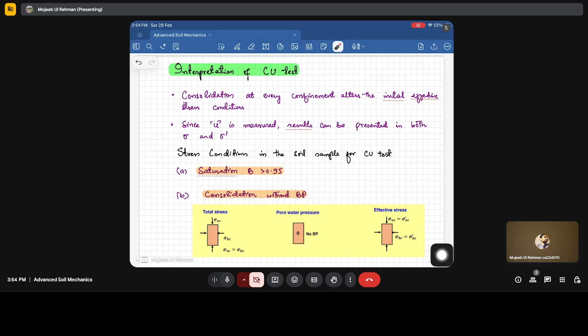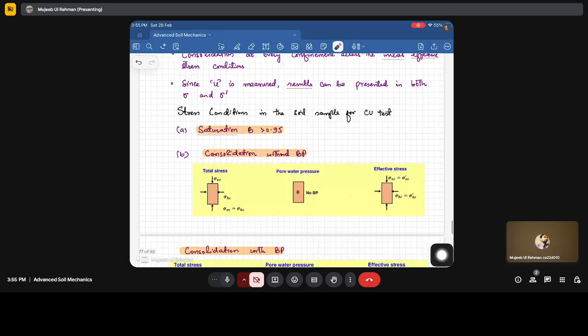Since u is measured, results can be presented in terms of both total stress and effective stress. In the consolidation stage we allow drainage to happen, and in the shearing stage there is no drainage. It means that pore water pressure will be generated and we will be able to monitor it, and we can represent the results in terms of total stress and effective stress parameters. So let's go through the stages of the triaxial test.